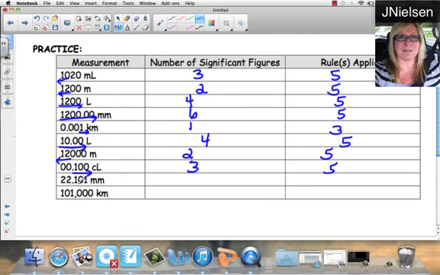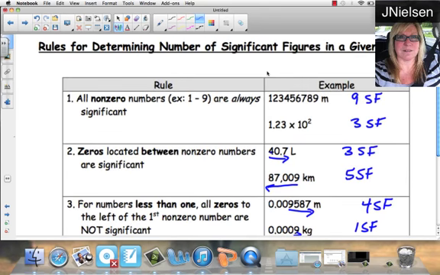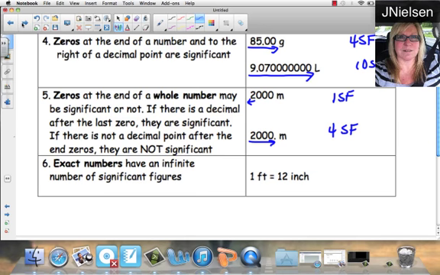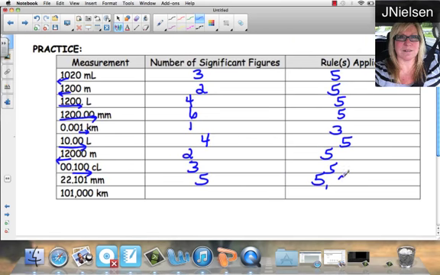22.101. Well, here we have a 0 between two numbers, plus this is a decimal. So all of this is going to be significant. So we can say rule 5. We can probably also get away with saying rule 2. Oh, and these were also rule 4. Zeros at the end of a decimal point are significant. So 5, 2, we can say that this was also rule 4. This was also rule 4.